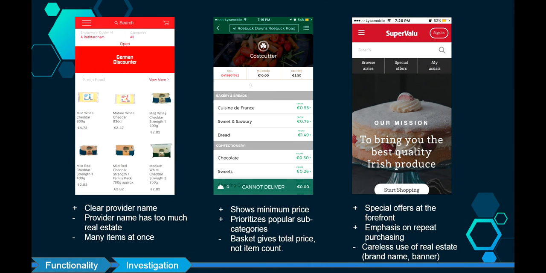Below is a comparison between the landing pages of Buymie, Cost Cutter, and SuperValue, and we have also listed the positive and negative features of each.